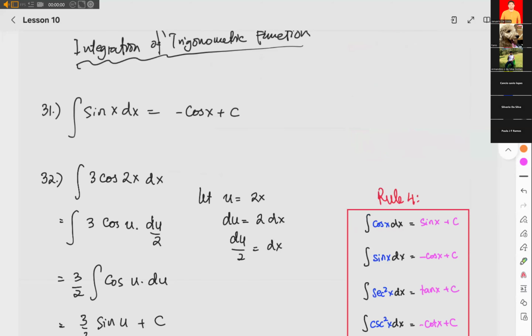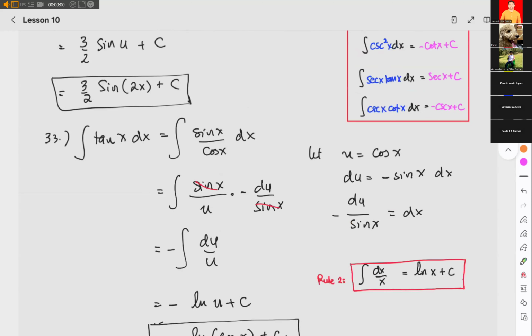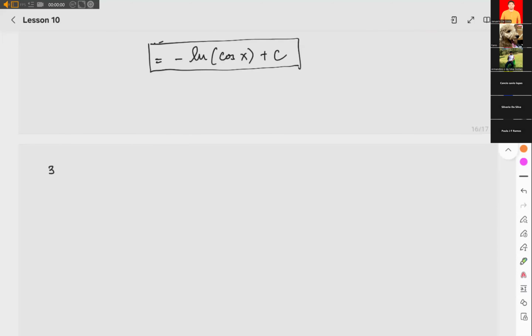All right, so that's just simply the answer. Okay, what about problem number 34? Okay, so if I have, let's say, the integral of sine of x times cosine of x dx.